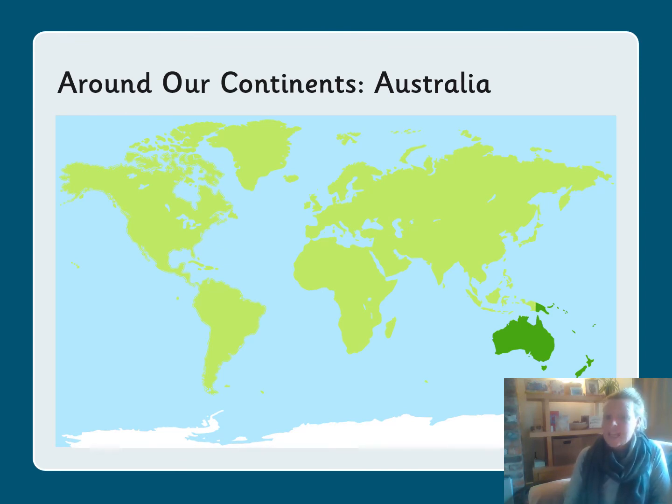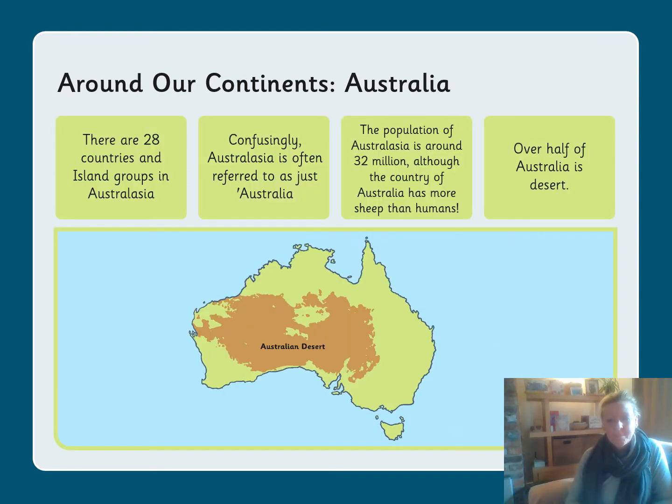Around Australia. Now let's think about Australia. It seems almost like a small island all on its own. Australia, the continent, is actually called Australasia, which can be quite confusing. I'm going to refer to it as Australia because it's easier to say. There are 28 countries and island groups in Australia. It has a population of around 32 million. But did you know that it actually has more sheep than humans? And over half of Australia is the desert.